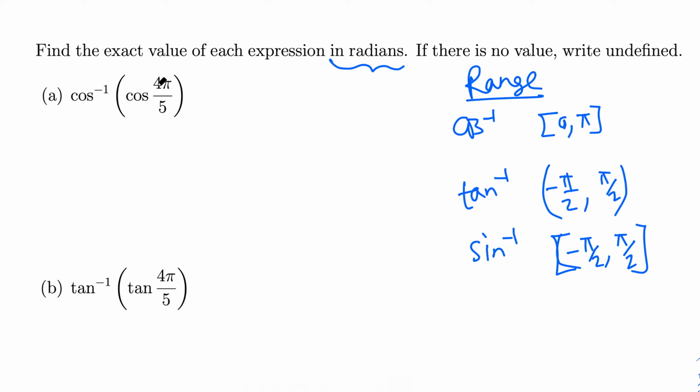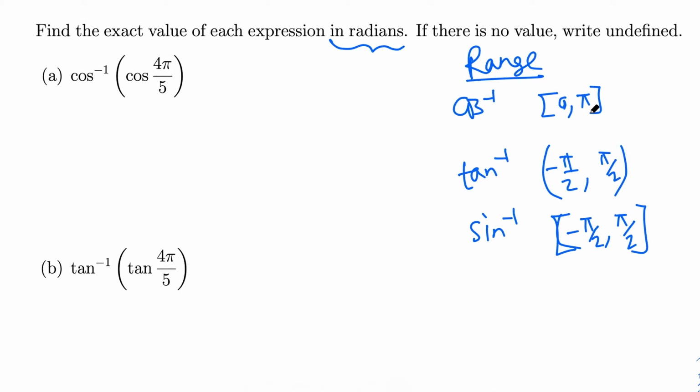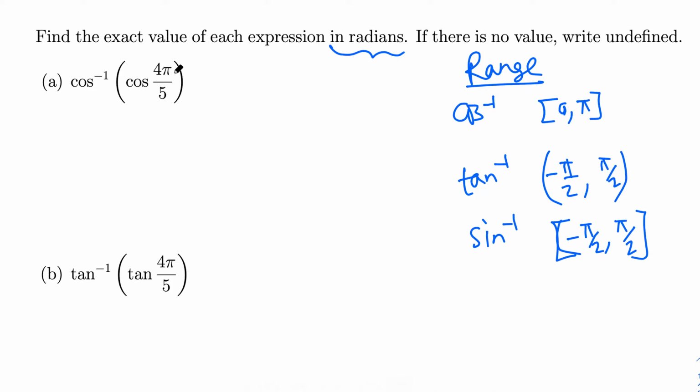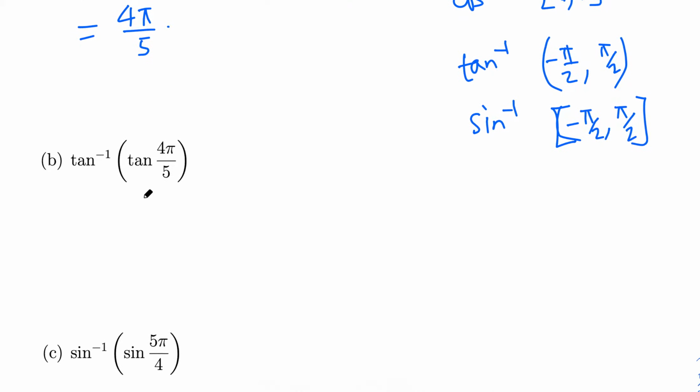Is 4 pi over 5 inside here, 0 through pi? So 4/5 of a pi is almost pi, but not exactly 1 pi. So yes, this is inside. That means we simply cancel their actions. So the answer is just 4 pi over 5. Okay. Part B.